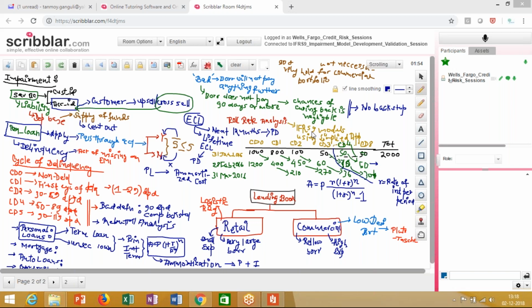I'll come to the detailed discussion on macroeconomic variables and lifetime period. At this point, let me just introduce these concepts. How am I computing the lifetime period? When am I computing the next 12 months period? I'm just into these basic discussions right now, and gradually I'll go into it, given that this is only the third session. Over the next couple of sessions, I'll be building it up.